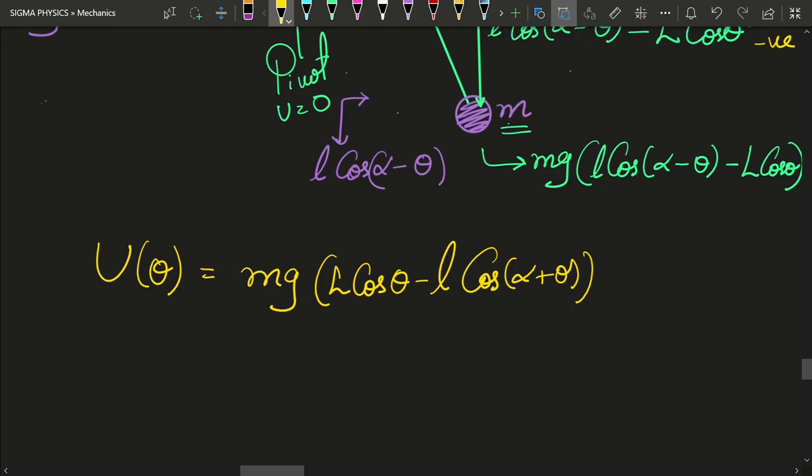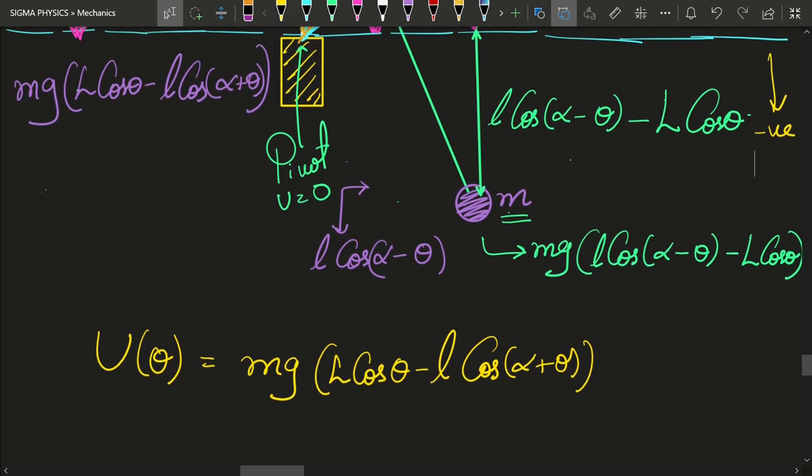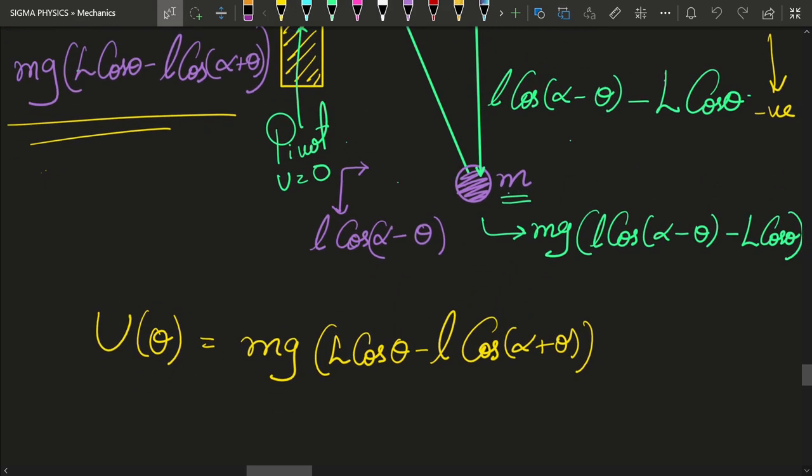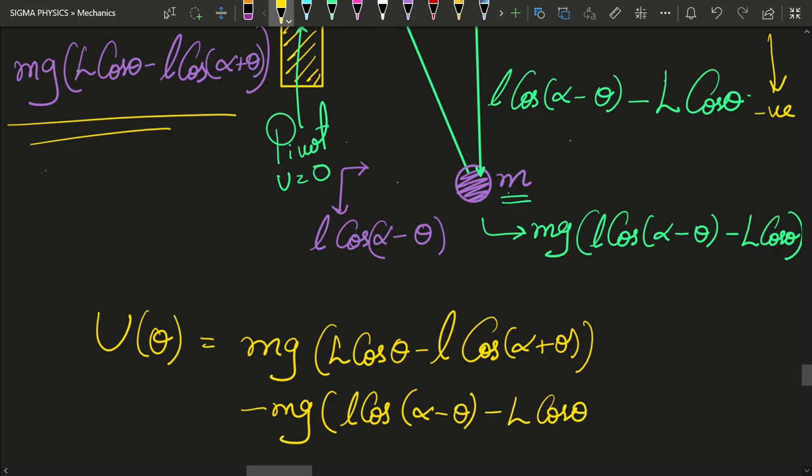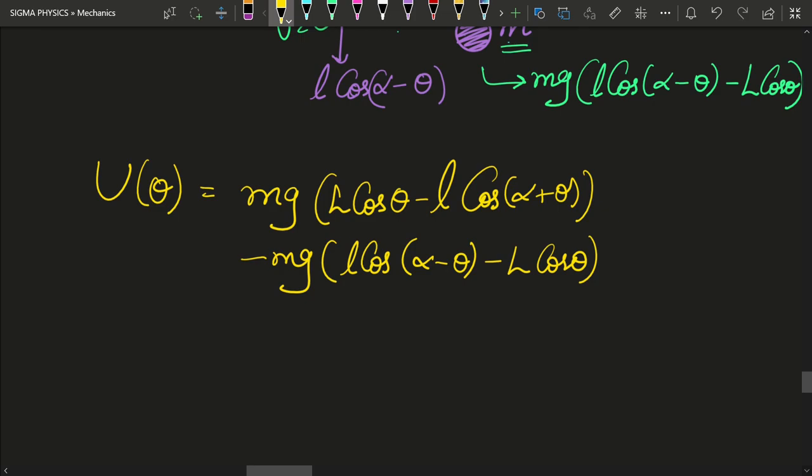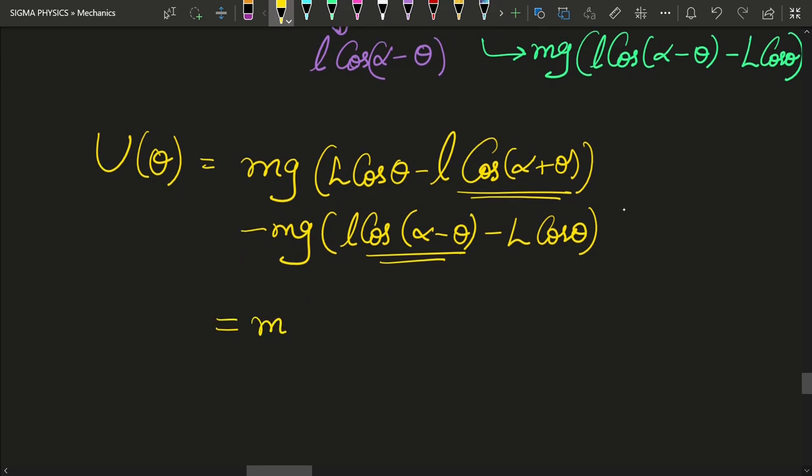And that would imply that I will be left with U of theta equal to mg L cos theta minus L cos alpha plus theta, which is this term, minus mg L cos alpha minus theta minus L cos theta. Because as I said, I'm going to assume all distances taken in the downward direction from the pivot as negative. So since I have that, what I'm going to do is now apply the formula of trigonometry for cos of alpha plus theta and cos of alpha minus theta.